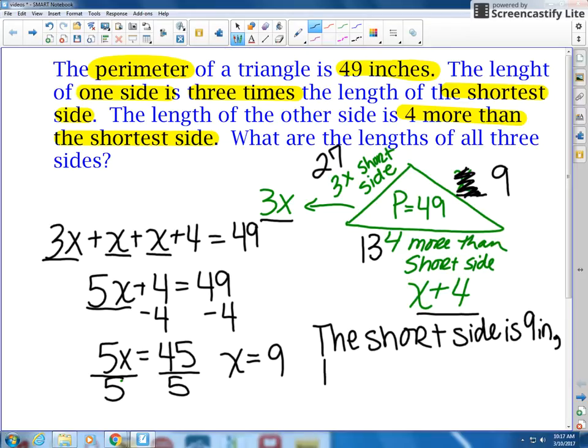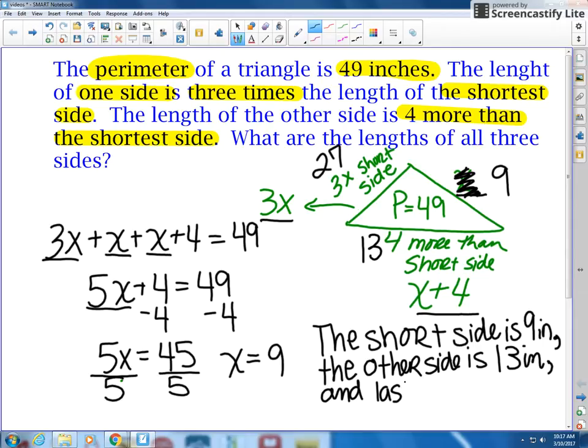The medium side, or did they call it the medium side? What did they call it? The other side. The other side is 13. And I'm not going to just leave it 13, but 13 inches. And what did they call the other one? One of the sides. So I'm just going to call it the last side is 27 inches.